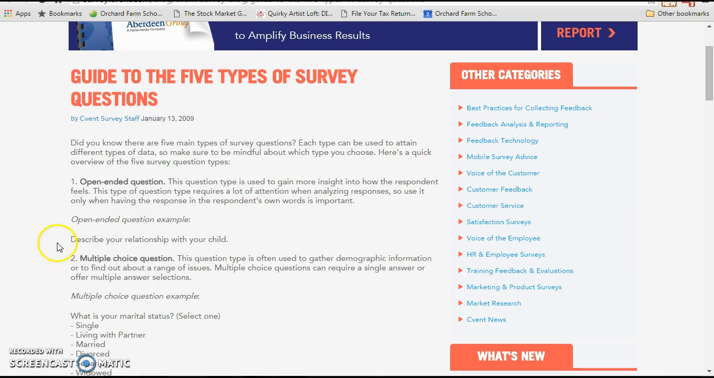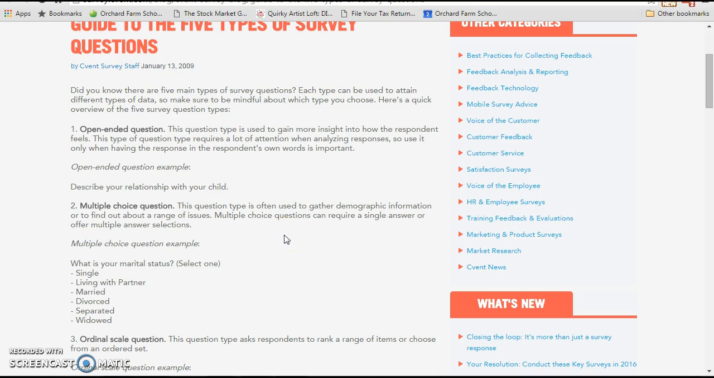So there's the open-ended question, like this, describe something. This one says, describe your relationship with your child. The problem with an open-ended question is they're very hard to put into a chart, right? So how do you turn that into numbers? So you might not want to use this type, okay? But it is a type, and you can use it.